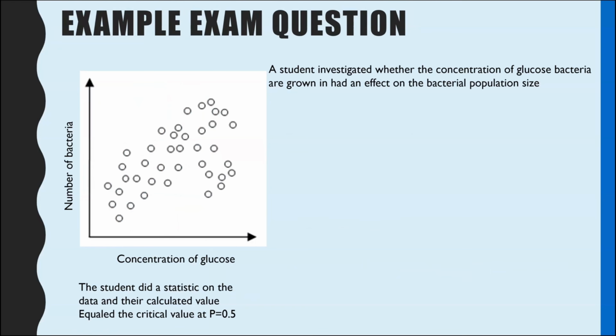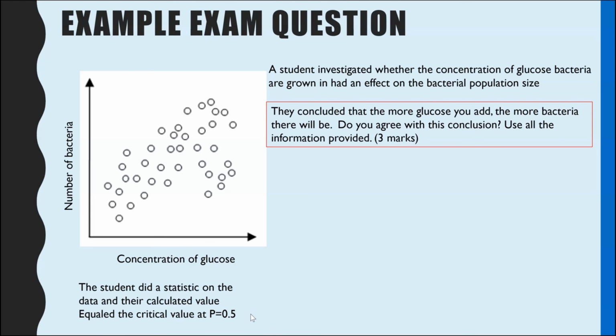So one more example just to show you how this often comes up, in particular on paper 3. So we've got an example exam question. A student is investigating whether the concentration of glucose bacteria are grown in had an effect on the bacteria population size. And the data we've got then, we can see we've got a scatter graph here where we've got concentration of glucose against the number of bacteria. And the student did a statistic on their data and their calculated value equaled the critical value at p equals 0.05. So that's all the information.